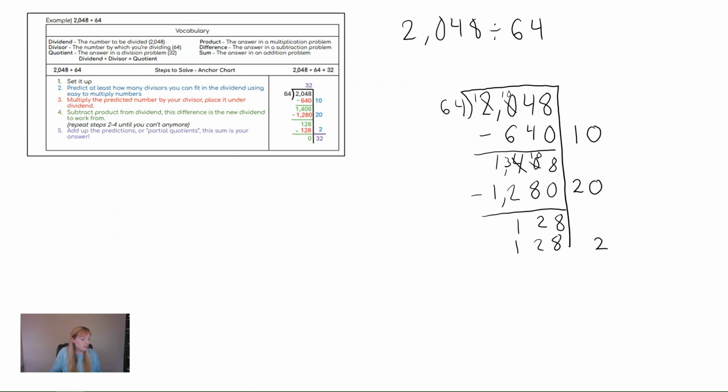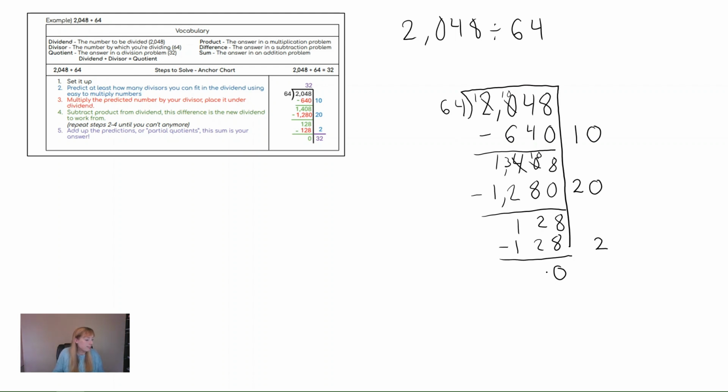Now I can move to step 4, where I'm subtracting, and I have 0 left. All right, now I can't repeat those steps anymore now that I'm left with 0. Now that I'm left with a value less than my divisor, I have to stop.